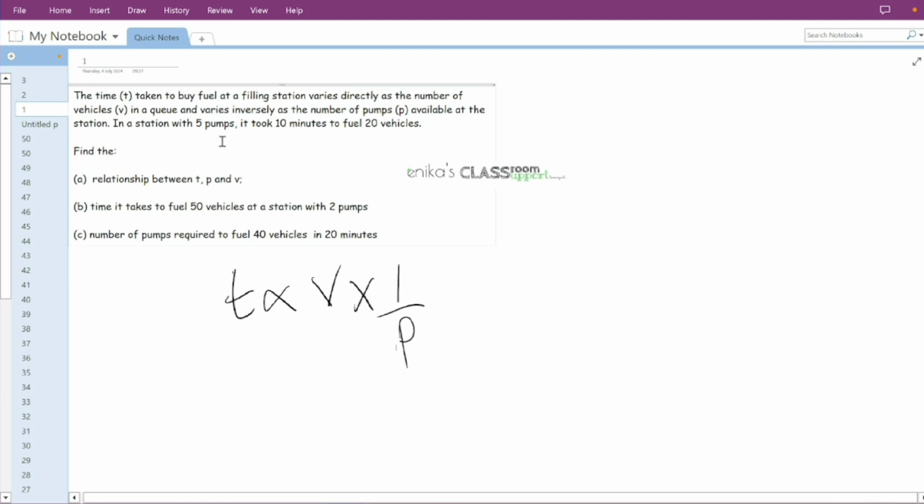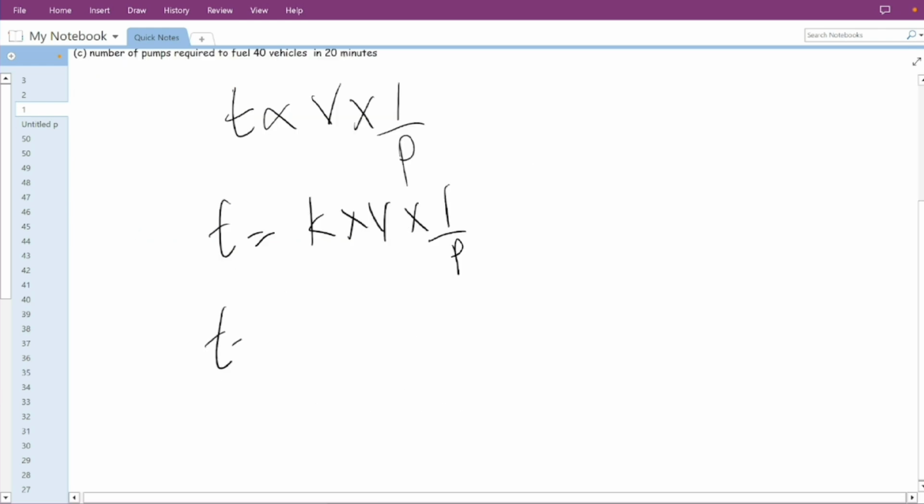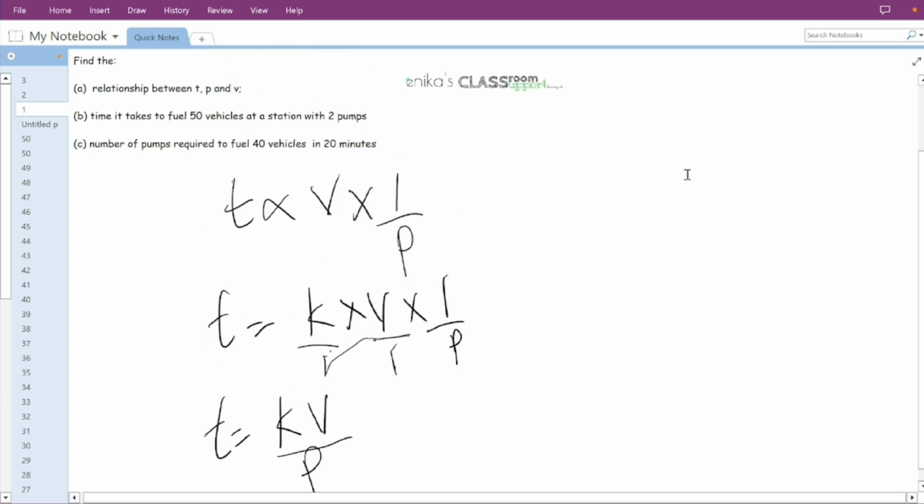In a station with 5 pumps, it took 10 minutes to fill 20 vehicles. If you're very good with variation, this part of the question is given to us to find our constant K. These are the 2 variables that vary with T. Next, we can now write T equals K times V times 1 over P. That's K times V is KV times 1, that's still KV, over P. Now remember, we're given certain values.